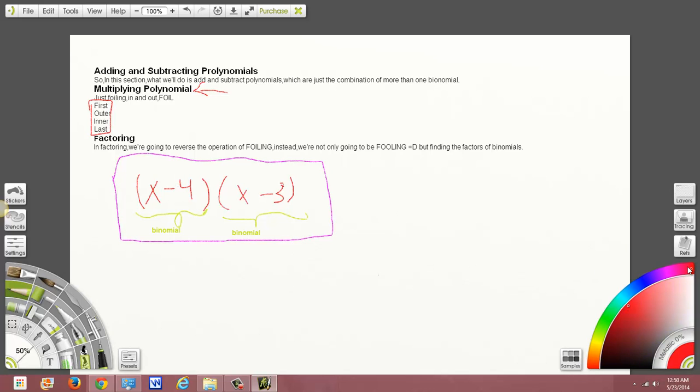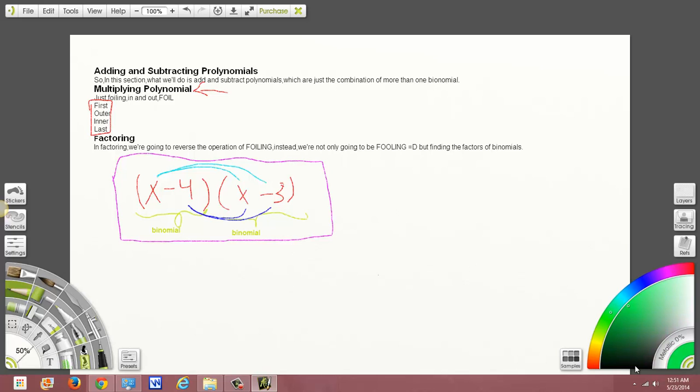So, watch carefully. First thing we're going to do is multiply the x times the x. And then the x times the minus 3. Next thing is that we're going to do the 4 times the x. And then 4 times minus 3. Minus 4 times minus 3. So let's do it.